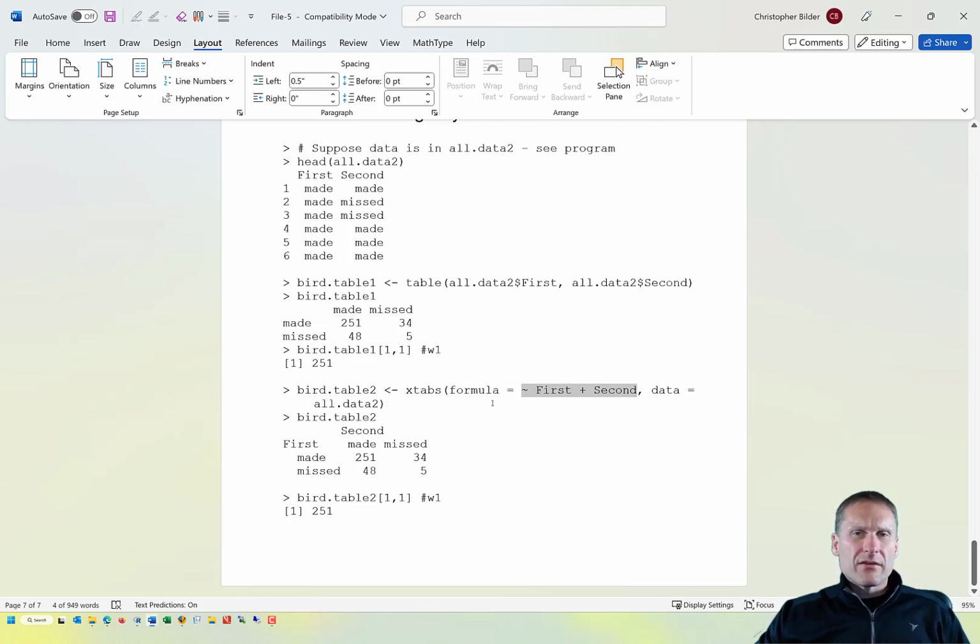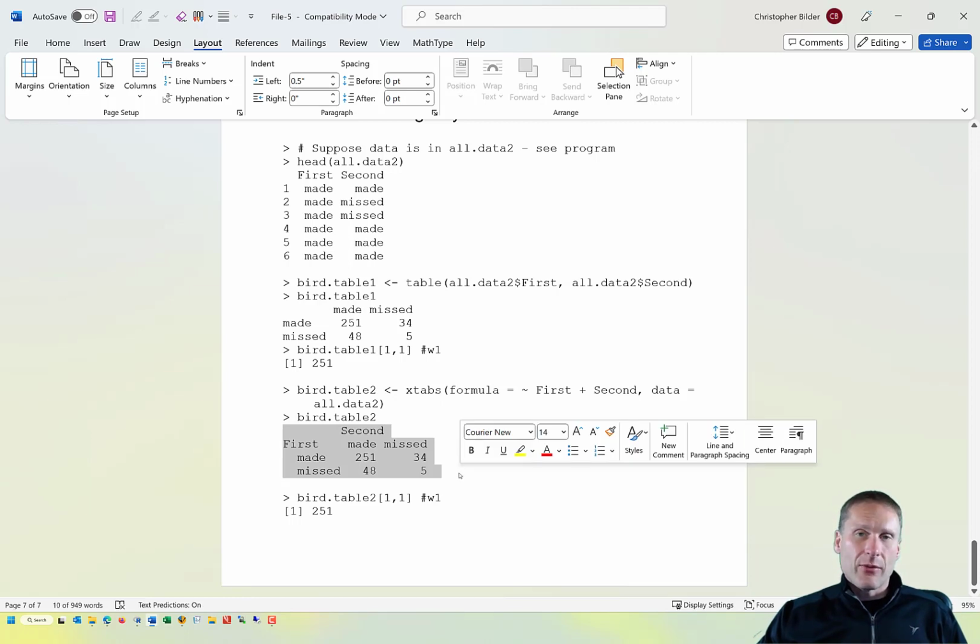Now, where does this syntax that might at first seem weird come from? Well, this is a standard syntax that people use when they want to tell R, suppose I have a regression model, how do I want to denote it? Later, when we start looking at regression models in this class, we'll see why this formula argument is set up in this way. For now, just use this syntax. So I put the results into bird.table2, and here's my exact contingency table that we had before.